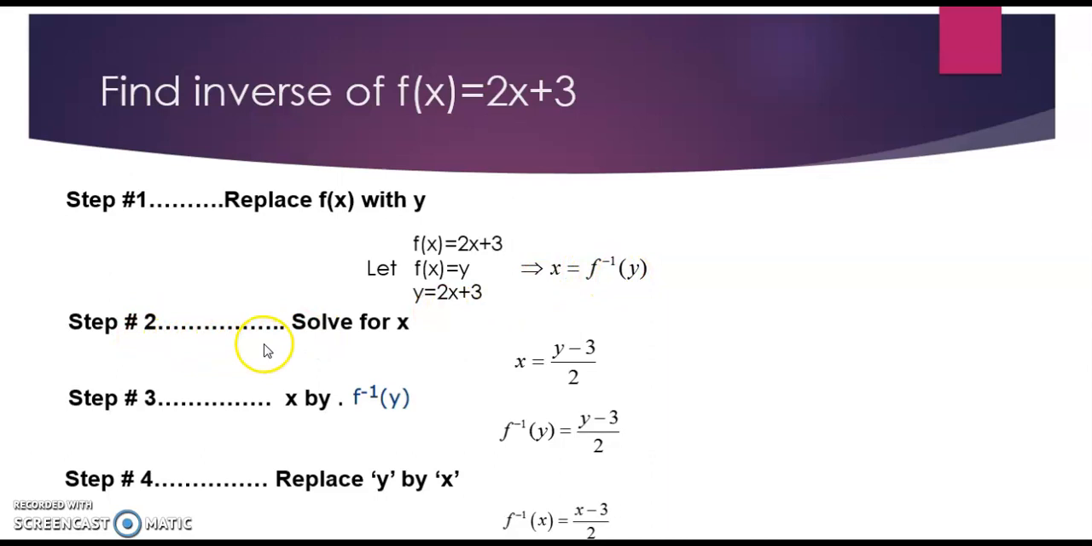The second step will be to solve the equation for x in terms of y. You have to separate x from this equation by taking a few mathematical steps. Then the third step will be to replace x by f inverse of y. As we have taken the value of x in the first step as f inverse of y, so instead of x, we will be putting this value, that is f inverse of y. Then finally, the fourth step will be to replace y by x. So instead of y, we will be plugging in the values of x. So this is our required answer.